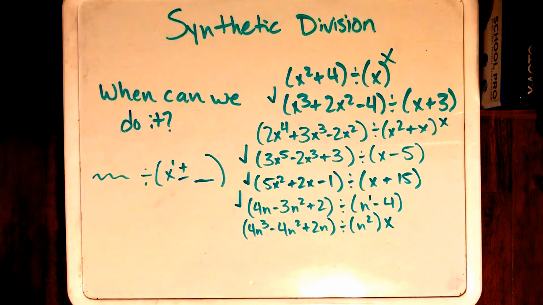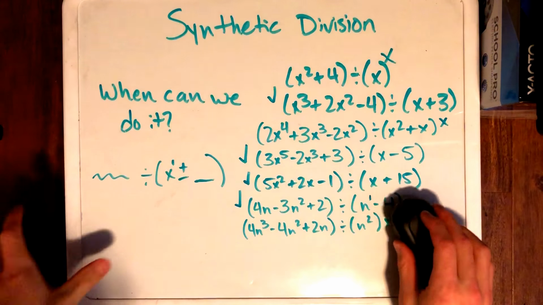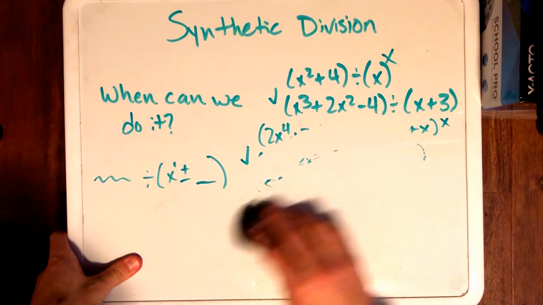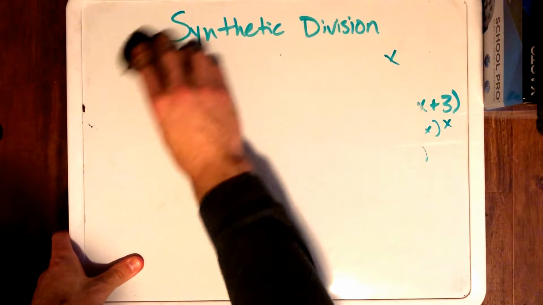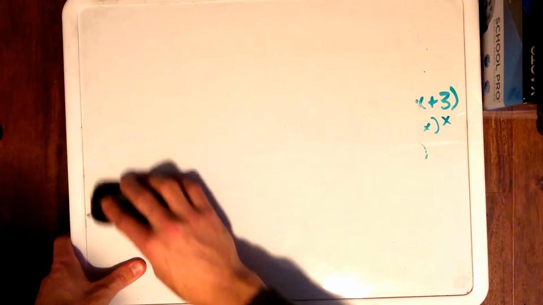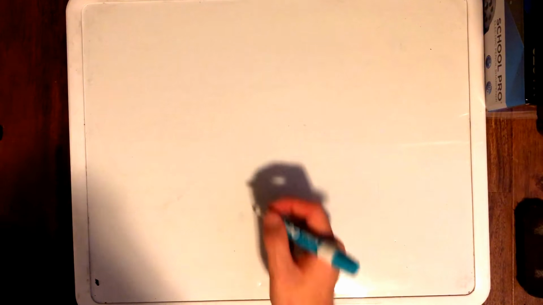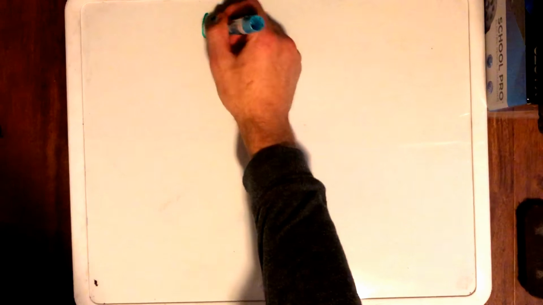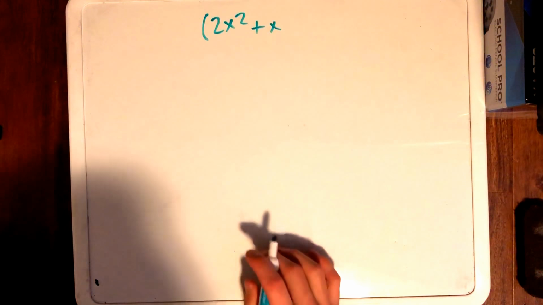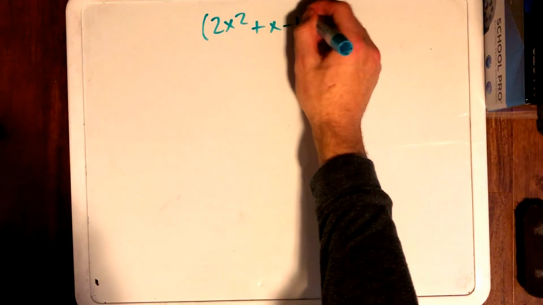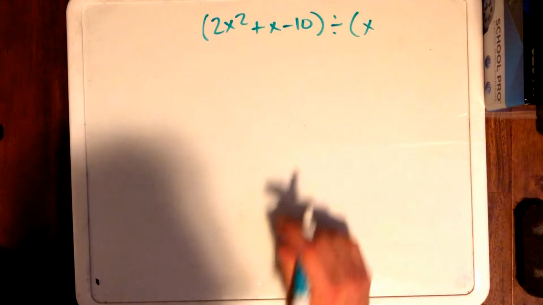So now what we're going to do, we're going to do 4 problems today. I'm going to do 2 of them with long division, then we're going to synthetically divide them so you can see how they're similar and how they're different. And then we're going to do 2 just synthetically dividing so we can talk about remainders and good stuff like that. So our first problem, and we're going to do this with long division first, is 2x squared plus x minus 10 divided by x minus 2.